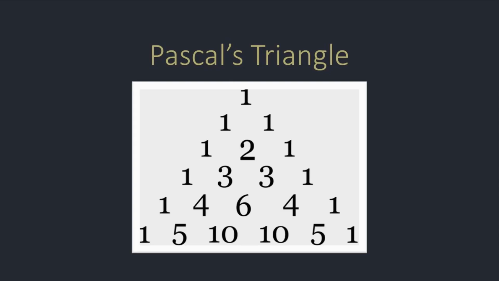Pascal's triangle. In Pascal's triangle, each number is the sum of two numbers directly above it. For example, the second element of the fourth row is 3, which is equal to the sum of 1 and 2 directly above it. You can verify the same for other elements as well.